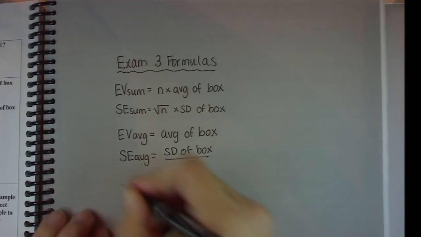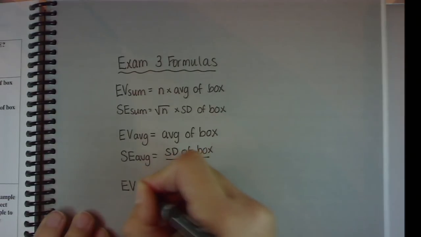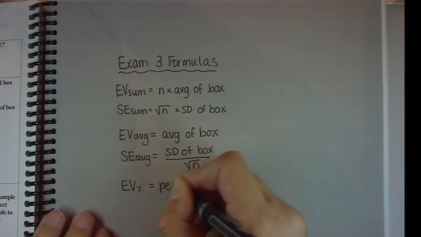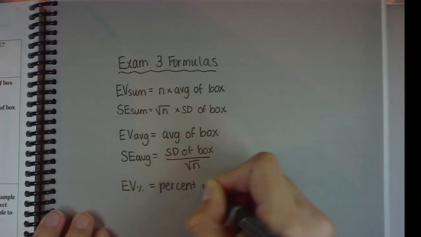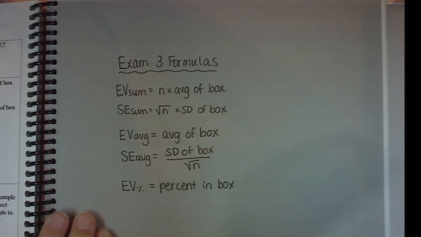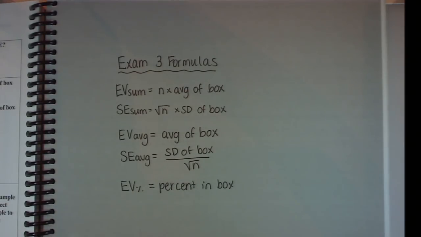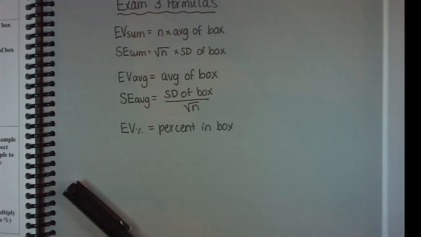And then for percents, they're basically the same as averages. The expected value for the percent is just the percent in the box. So if you're looking at the expected value for the percent of ones, you would look at, okay, how many ones are in the box? Are there 25% ones? Are there 50% ones? What's going on? And you want to put that in percent form.